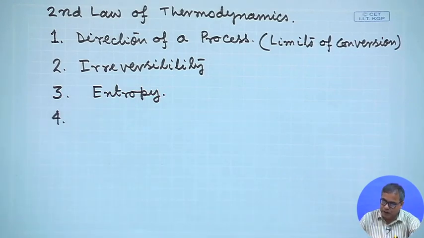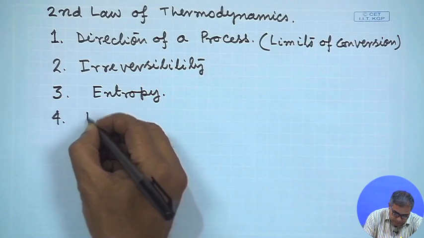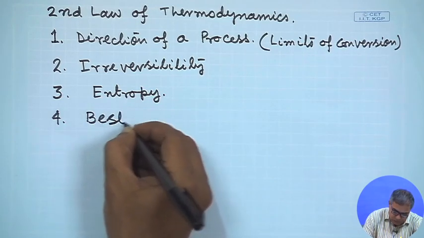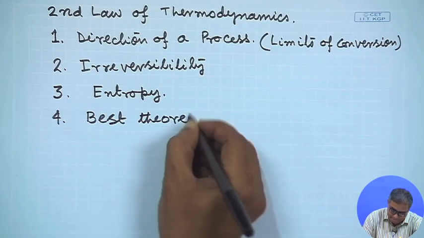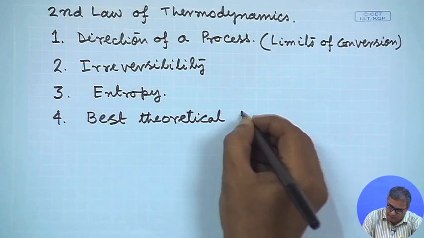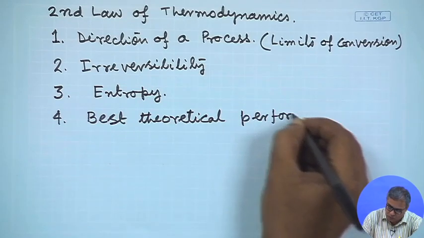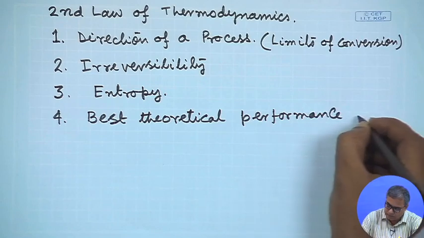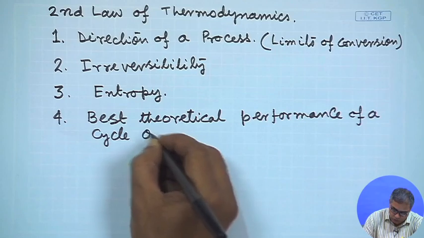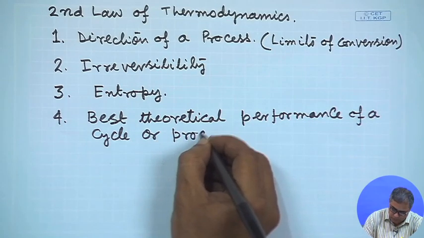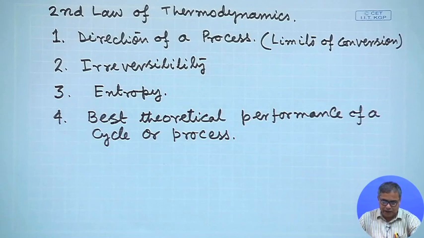Fourth, it helps us to analyze the best theoretical performance of a cycle or process. What could be the best theoretical performance limit of a cycle and process can be analyzed by the second law.